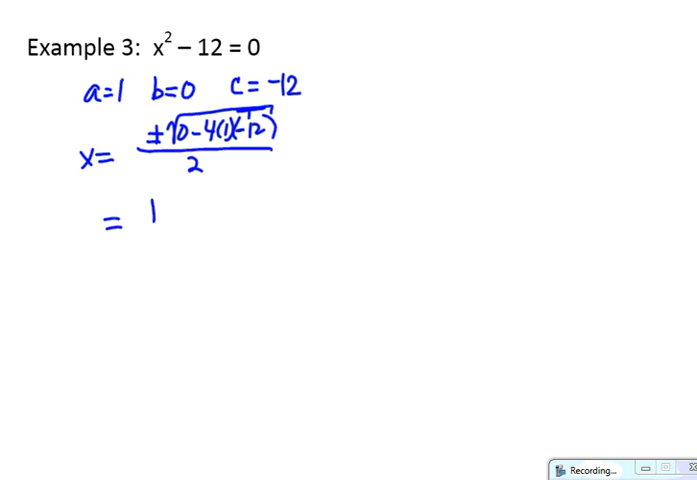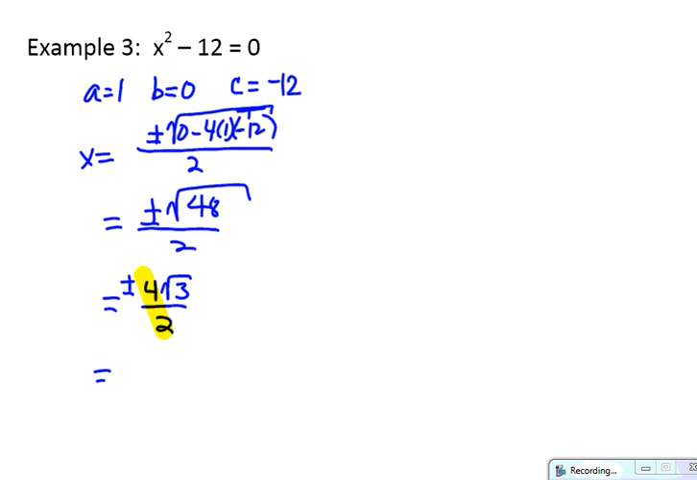So simplify, that's going to be plus or minus the square root of negative times negative is going to give me a positive. 4 times 12 is 48, all over 2. So 48 is one of those that 16 goes into. So that's going to break up into 16 times 3, so that's going to be 4 radical 3 over 2. I don't want to forget my plus or minus. And this will reduce. You can see it reduces right there.